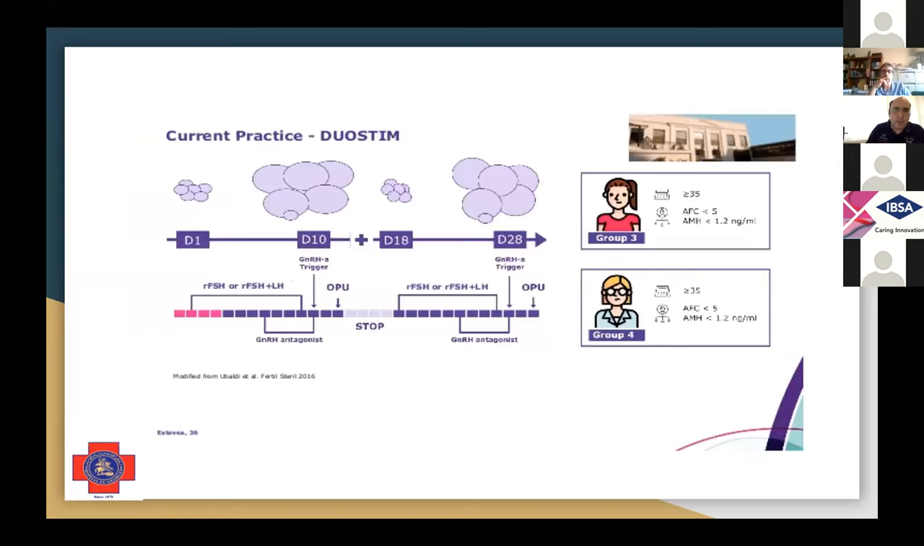I will talk quickly about Duostim. Duostim is a protocol used normally when we have a cancer diagnosis, a breast cancer diagnosis, and we need to freeze the eggs or the embryo. We can start a conventional antagonist protocol. Then we stop, after 4 days we start again a new cycle, even if we are in the luteal phase, and we can increase the number of oocytes retrieved with this duo stimulation. And in a short period, we can have two cycles. This is the principle of this protocol.